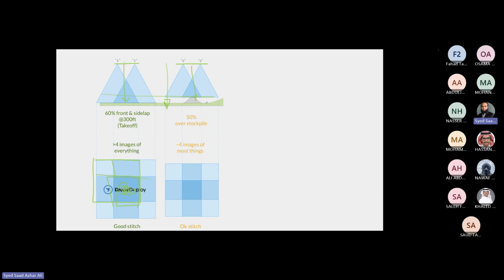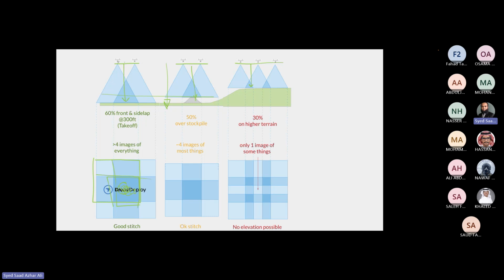And if you go further, you can see that this is higher, so the distance of the drone from the surface is even lesser. So that's 30% overlap. This is not because of the height of the drone, but the height between the drone and the surface, not the actual altitude of the drone. So that's why it is important.